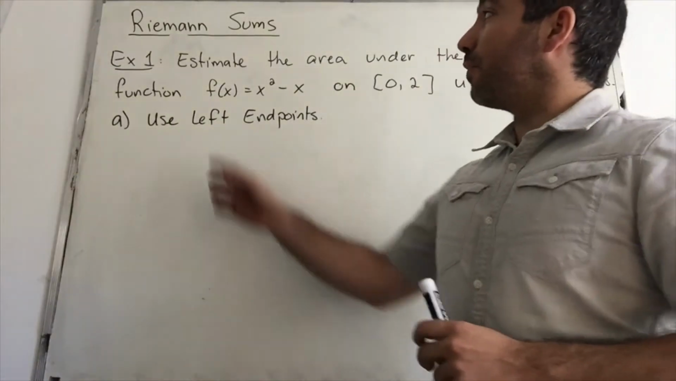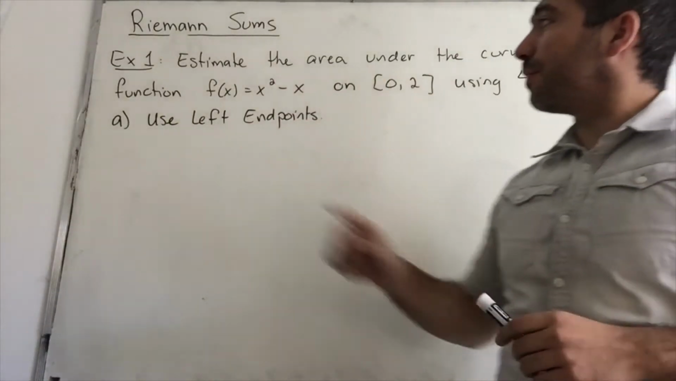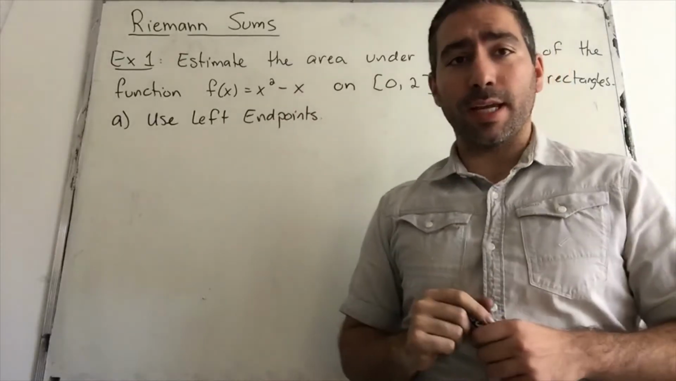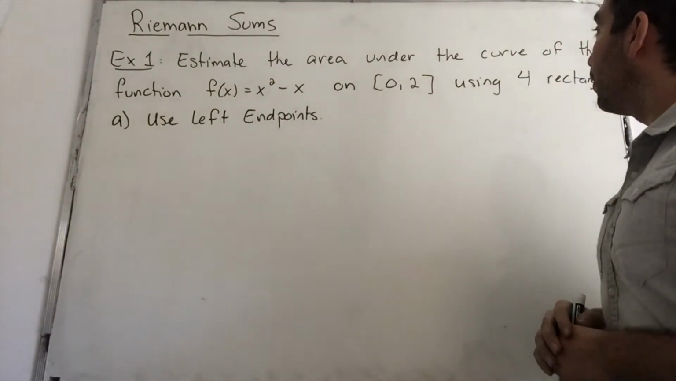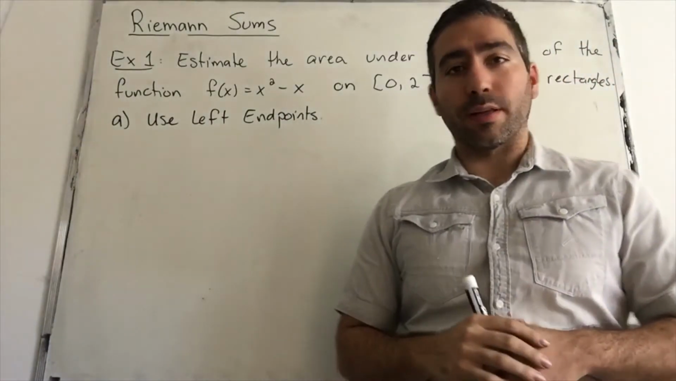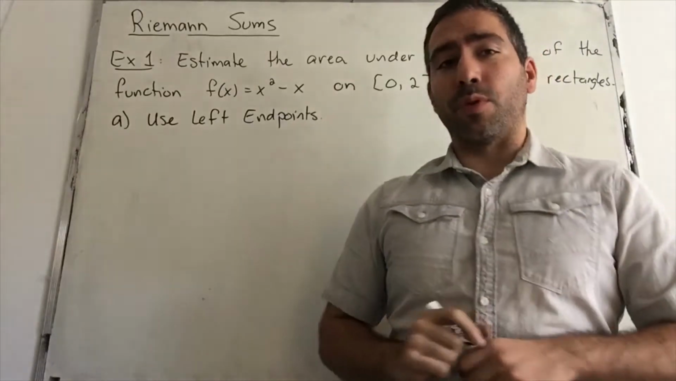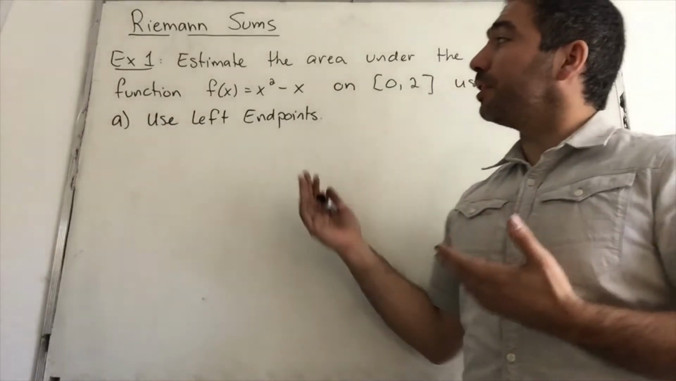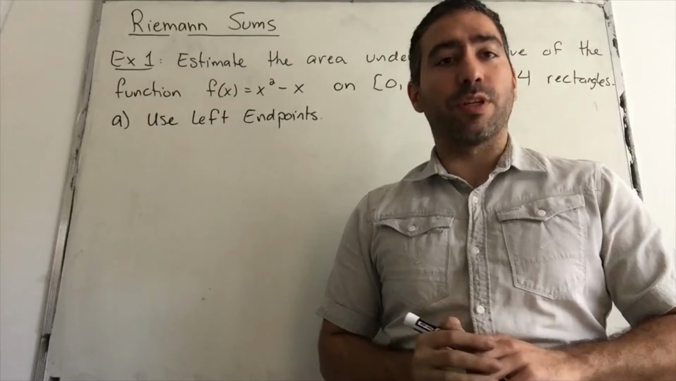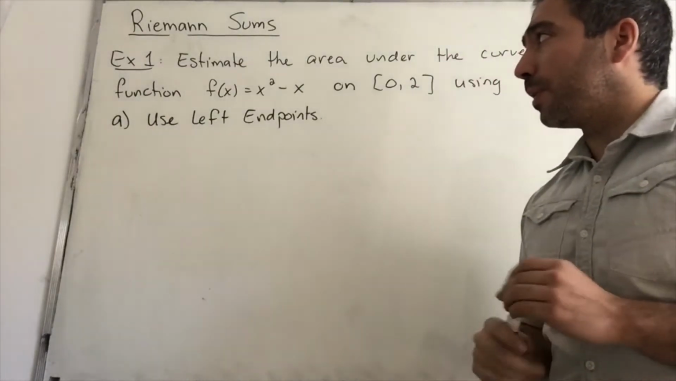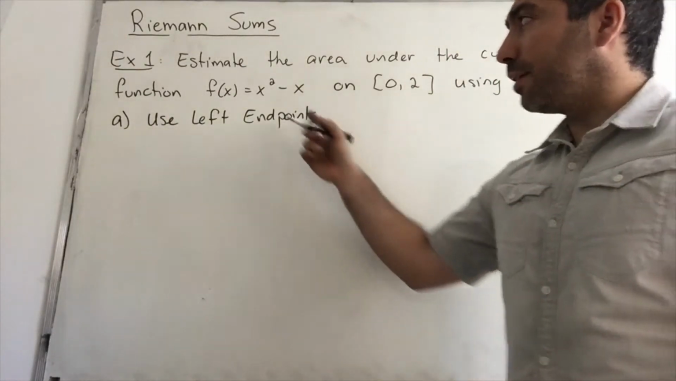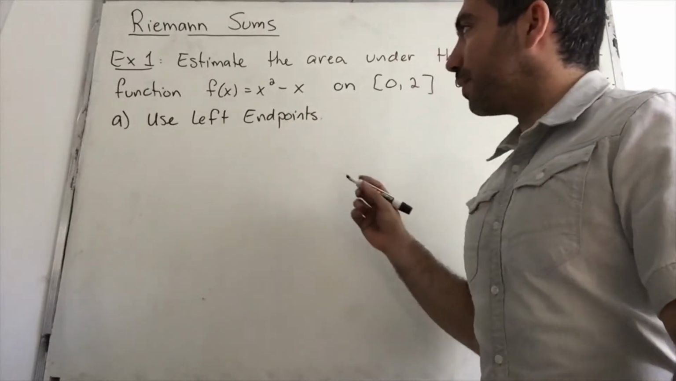So in this next example, it says to estimate the area under the curve of the function f of x equals x squared minus x on the interval 0 to 2, using 4 rectangles of equal length. We're going to use left endpoints. Let's go ahead and do that. If you want, you could try to sketch this first. I think it's always a good idea to sketch. You don't have to, but I think sketching is a good idea. So let's begin by doing that.